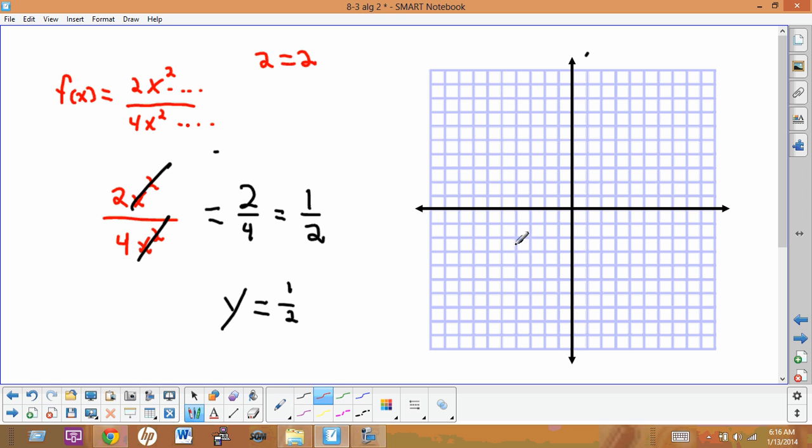So what this implies is our horizontal asymptote is up at 1/2. So let's go to 1/2. So we'll call this 1. So this would be 1/2.